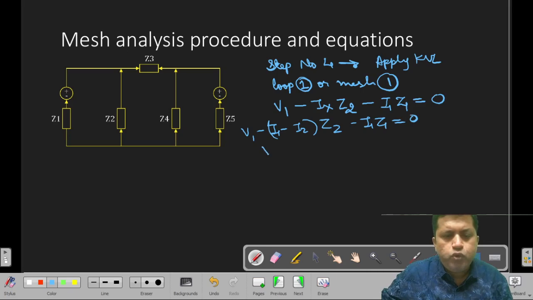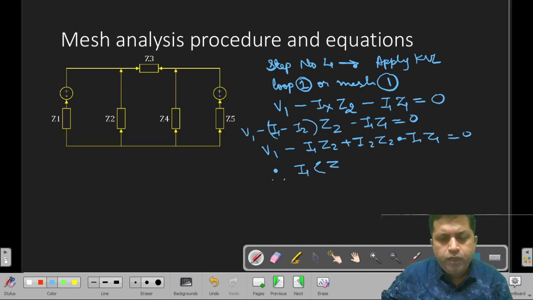So V1 minus I1 Z2 plus I2 Z2 minus I1 Z1 is equal to 0. Therefore I1 (Z1 plus Z2) plus I2 into (minus Z2) is equal to V1. This is equation number 1.